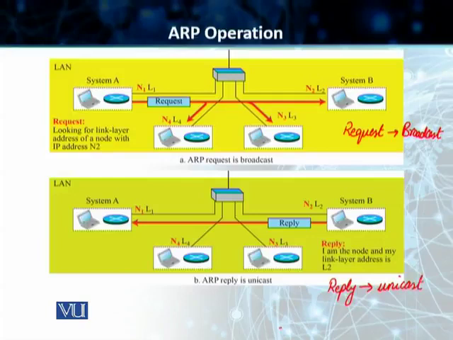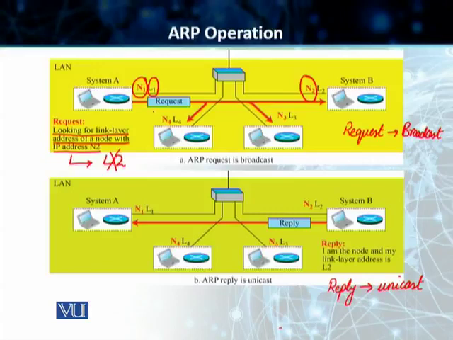And I'll explain. Students, request ko dekhte hain pehle. System A, which has got an IP address of N1 and L1, wants to send something to system B, which has got an IP address of N2 and L2. Students, गौर कीजिएगा, ARP request उस वक्त generate होगी when your system A is looking for the link layer address of a node with an IP address of N2. So essentially, system A does not have L2, which is the link layer address or the physical address of system B. And this is what we are trying to find out using this ARP request.